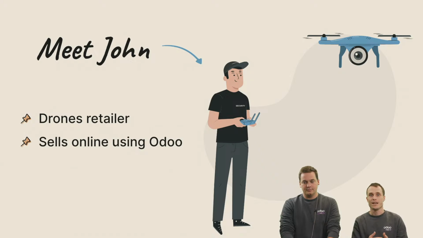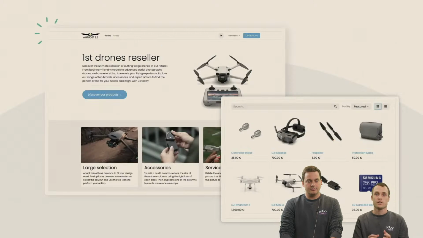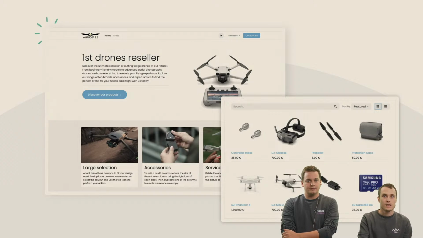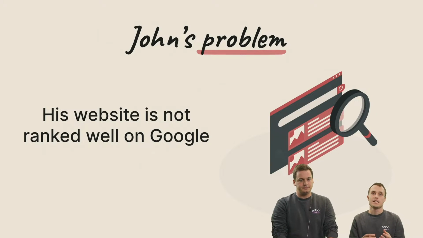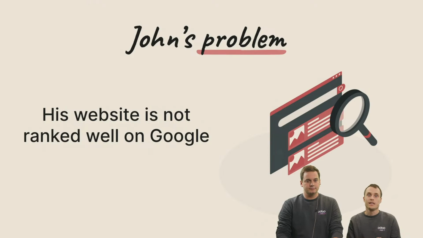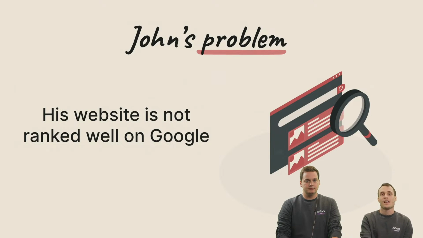John is a drones retailer and is selling his drones online using Odoo. Drones as a shop, we will have the chance to see it in detail later in the presentation, but John has a problem. When he's looking for his website on Google, he cannot find his website in the main results. This is a situation that many new e-retailers face when they launch a new store. It might take some time to get ranked by Google. And this is the topic of the presentation. Today we will tell you what John could do.